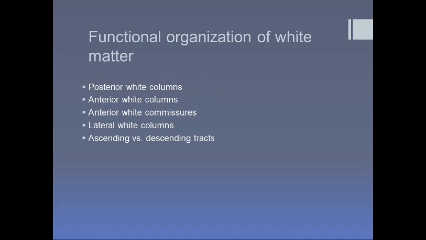For white matter, it's very similar. There's posterior, lateral, and anterior white columns. There's also anterior white commissures, which are, again, bridges. A tract is a bundle of axons in the central nervous system. So the ascending tract is sensory information that's going to the brain, and the descending tract is motor information that's going to the spinal cord.